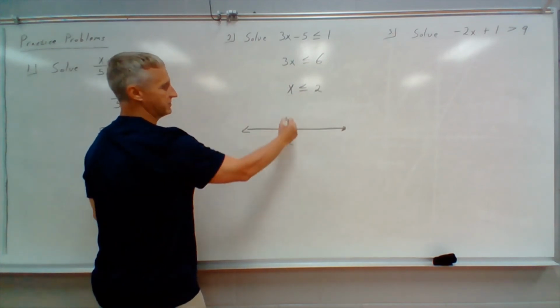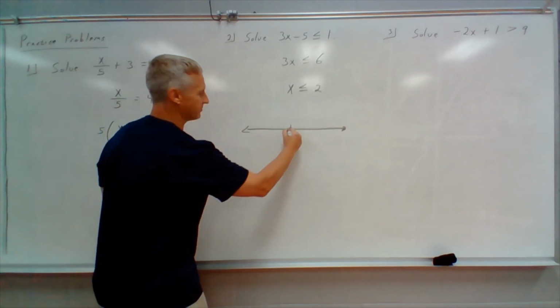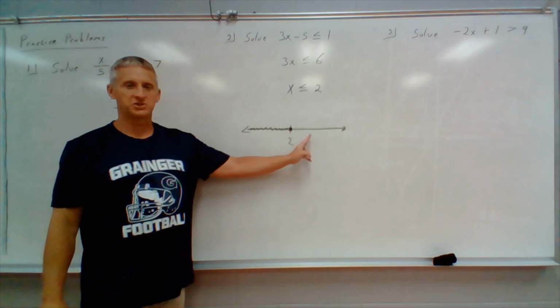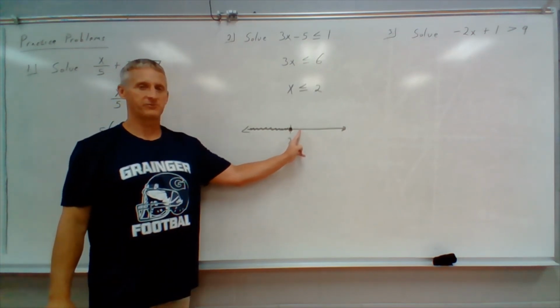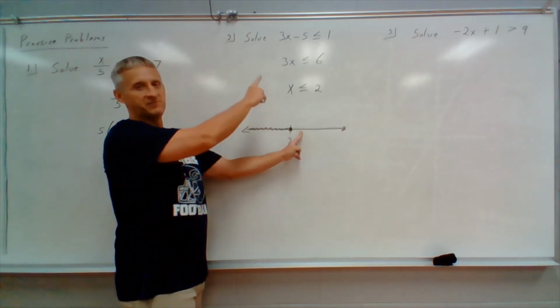Less than or equal to, so I'm going to use a closed circle. And I want all the numbers that are less than 2 or equal to 2. Let's check, make sure we got it right. So let's plug in a 3 and see what happens. If I put in a 3, I should get a false statement.